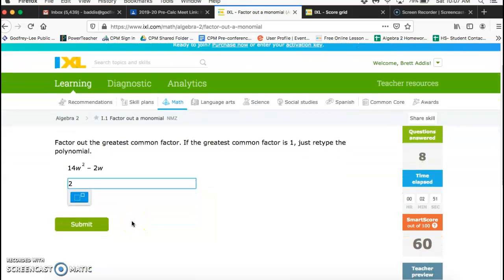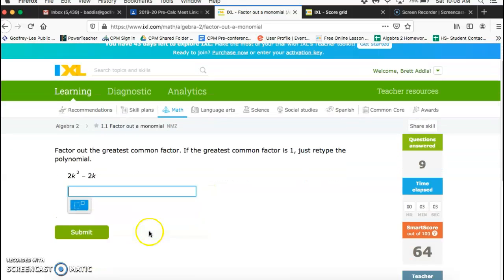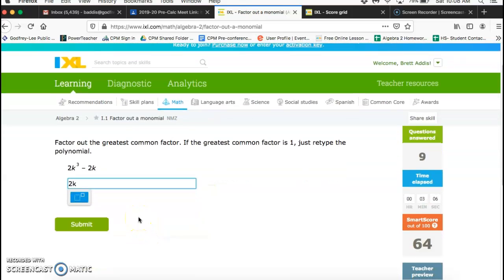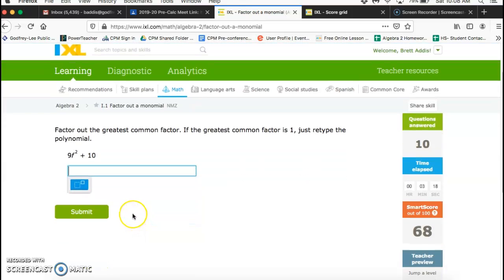Alright, back to one we can factor. 2w times 7w. Now, you have the 2w already, but we have a minus, so we'll just do a minus 1. Okay, 2k times k squared, right arrow, minus 1. We have to have that placeholder of the 1 here so 2k can distribute to it. Again, they don't have anything in common. There's no variable here, and 9 and 10 have nothing in common, so I'm just going to retype this.